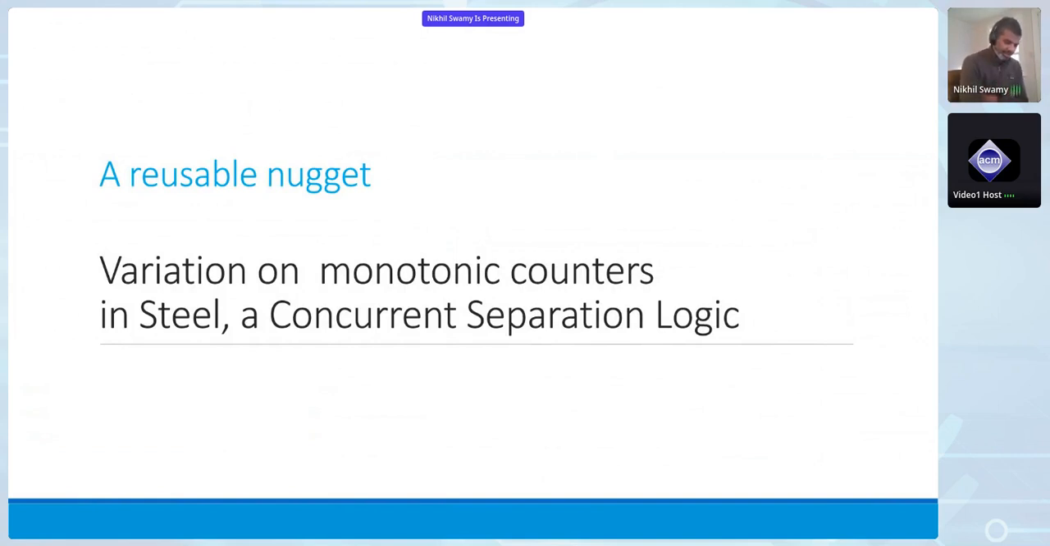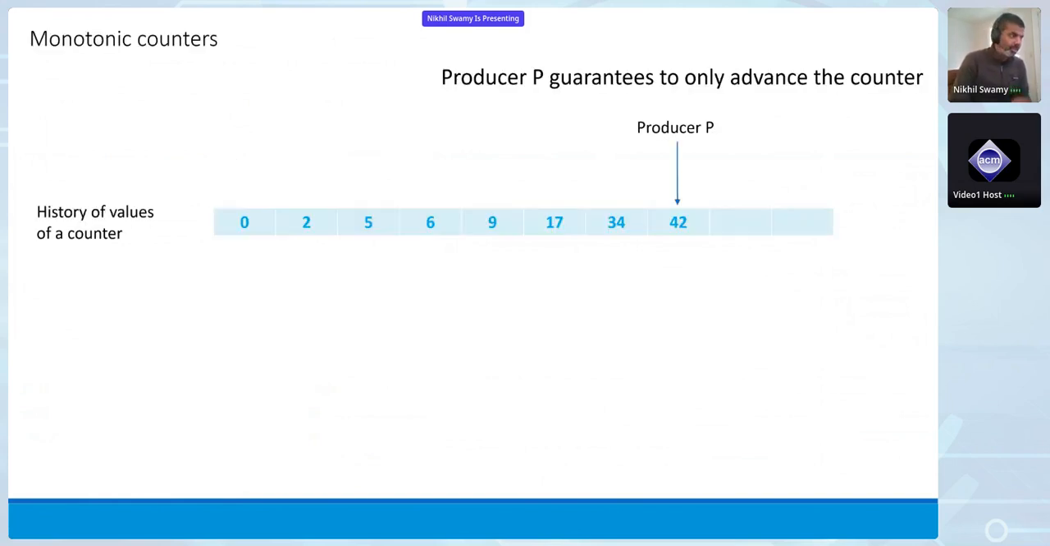So there's a lot going on in this proof, and the paper provides some more details. I thought I'd just give you one sort of reusable nugget from the proof in this talk. And that nugget is kind of a variation on monotonic counters, which, if you're familiar with separation logic, you've seen this kind of thing before, but there's a twist in the proof that we use for FastVer.